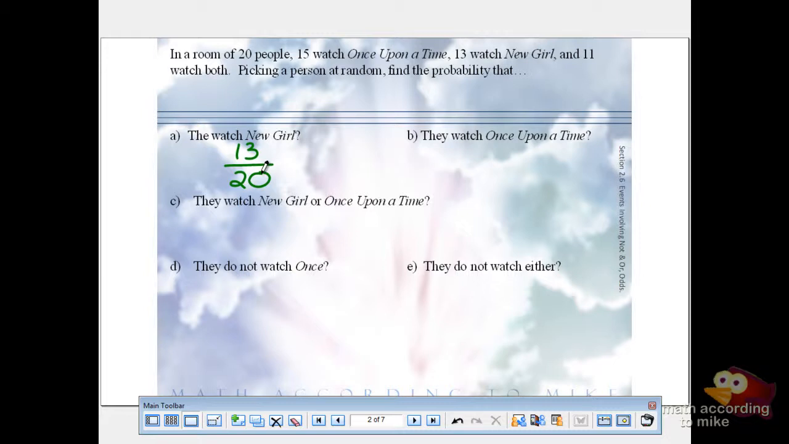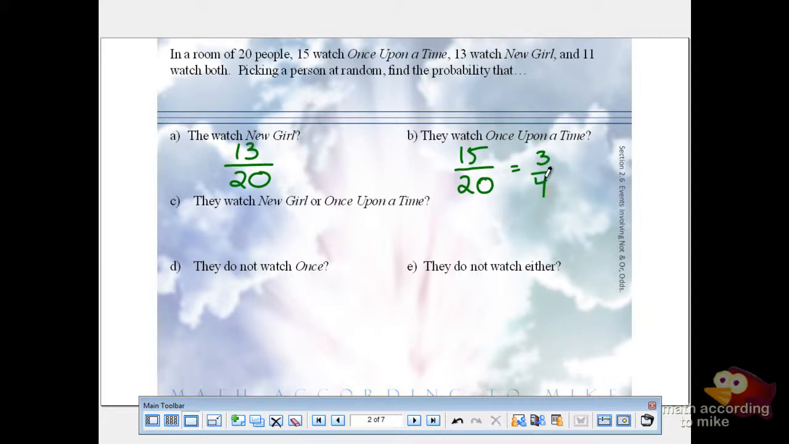Part B, the probability that they watch Once Upon a Time. The numerator represents they watch Once Upon a Time. How many is that? Over 20. Good. That reduces down to 3/4.